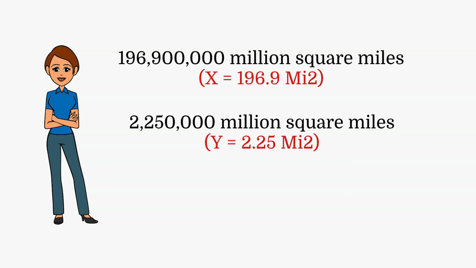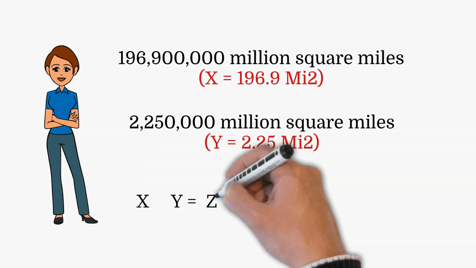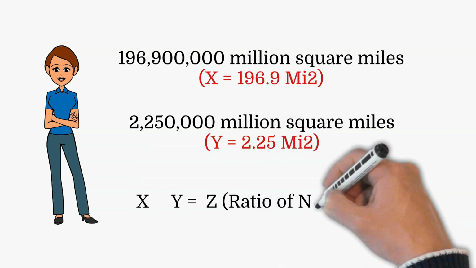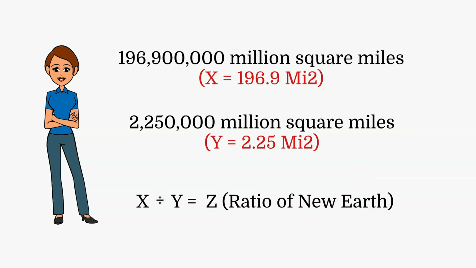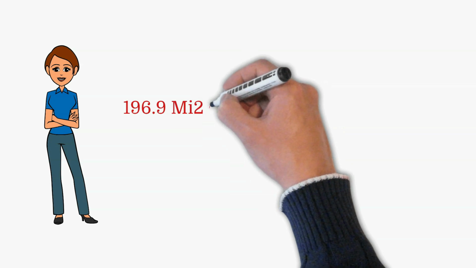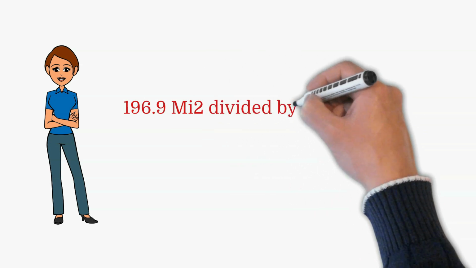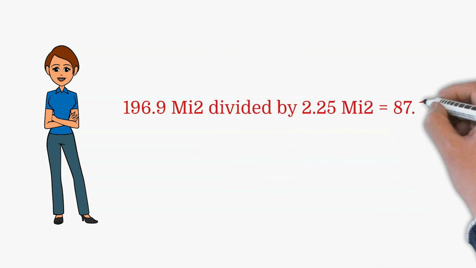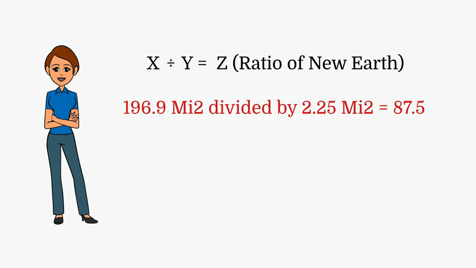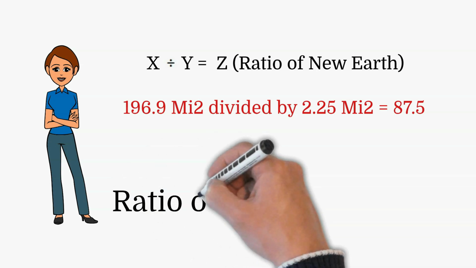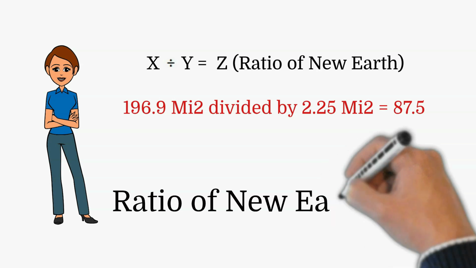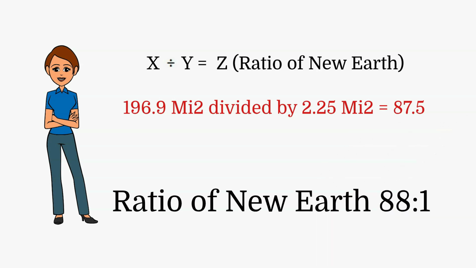To determine the ratio of New Earth, we'll use the division equation. $196.9 divided by 2.25 equals 87 1/2. The ratio is 87.5 to 1. In other words, New Earth will be about 88 times larger in diameter than our current planet.